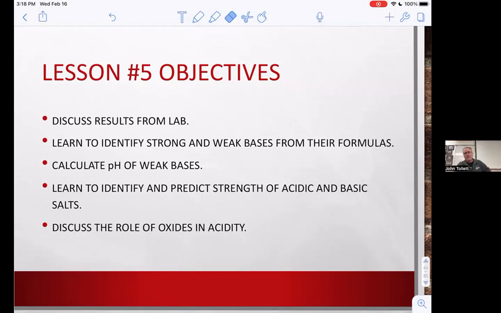Also, identify the bases from their formulas and calculate the pH of some weak bases using some rice tables. And then identify the strength of acidic and basic salts and classify whether something is acid or base from its formula and how it behaves. And then the last thing we'll talk about is the role of oxides and acidity. But let's go ahead and get started.